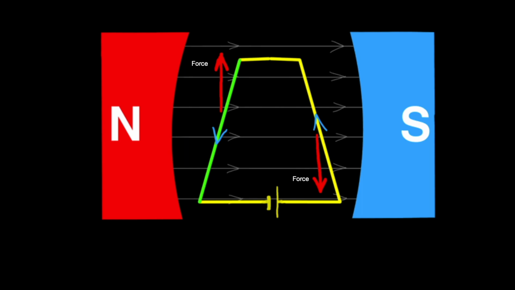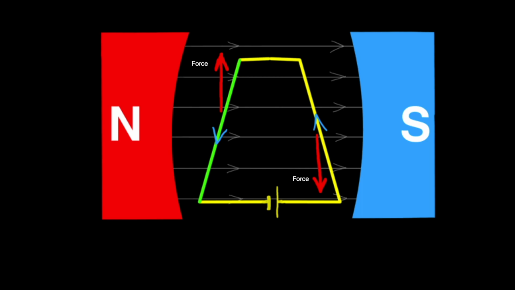If we run a current through a loop of wire, one side of the wire will experience a force in the opposite direction to the other side of the loop. This is because the current on one side of the loop will be travelling in the opposite direction to the current on the other side of the loop. You might want to pause the video here and use Fleming's left-hand rule to check that you agree with the direction of those force arrows on either side of the loop.